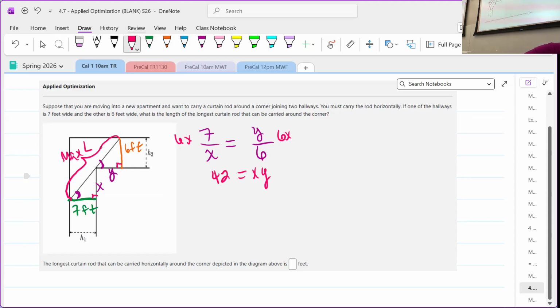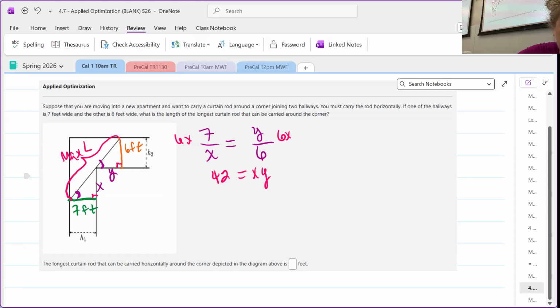Now I wanted to maximize the length of that curtain rod, so I need a formula for the length of that curtain rod. And unfortunately, that means we're stuck with Pythagorean theorem or trig functions. Either one will work. It's just whether you want to deal with square roots in your derivative or trig functions in your derivative, and then solving a square root equation or solving a trig equation. Most people tend to go with the Pythagorean theorem here, but the derivative can get a little hairy.